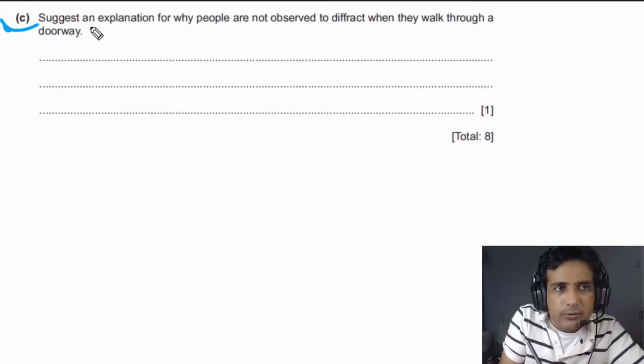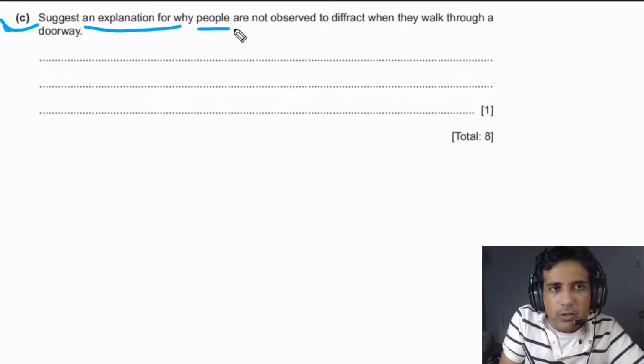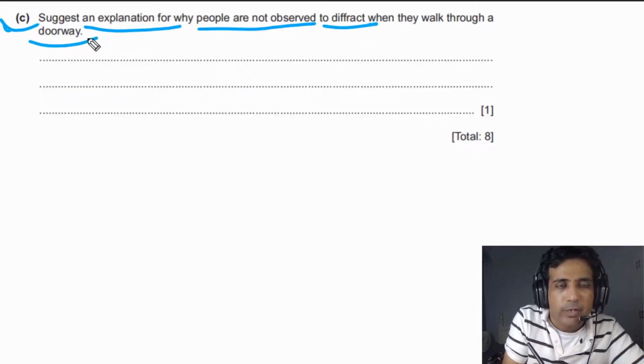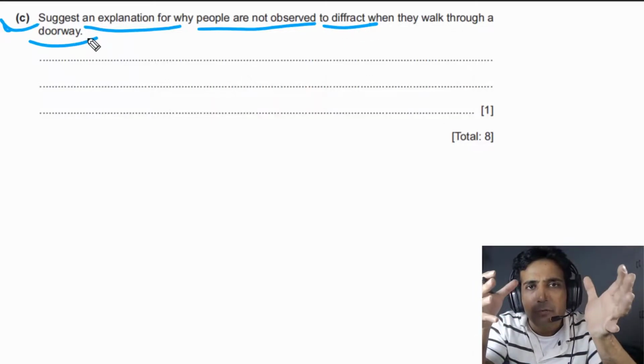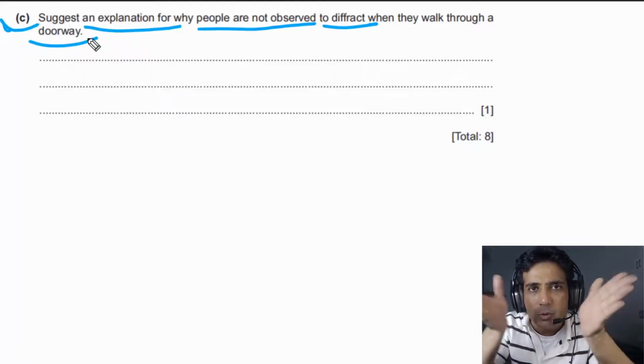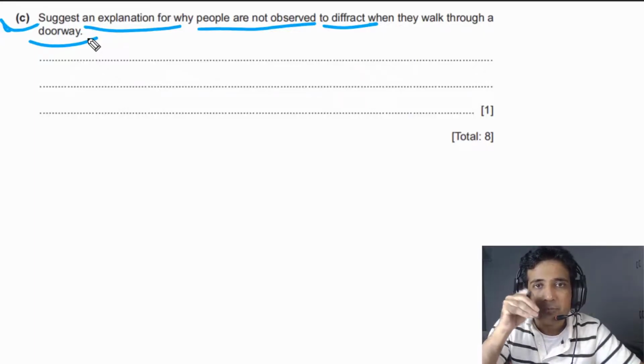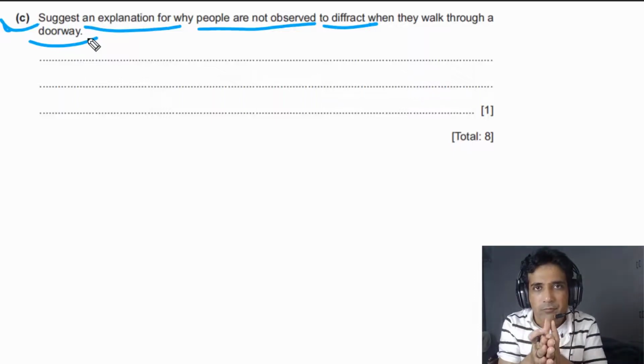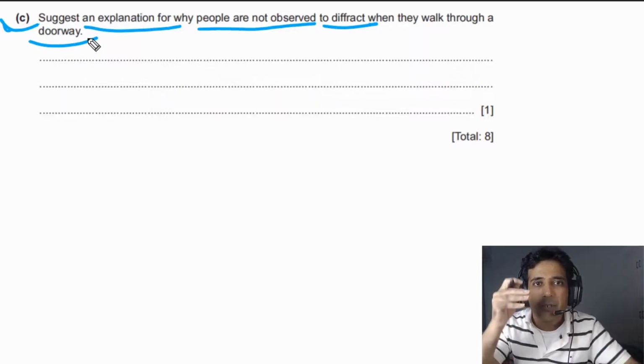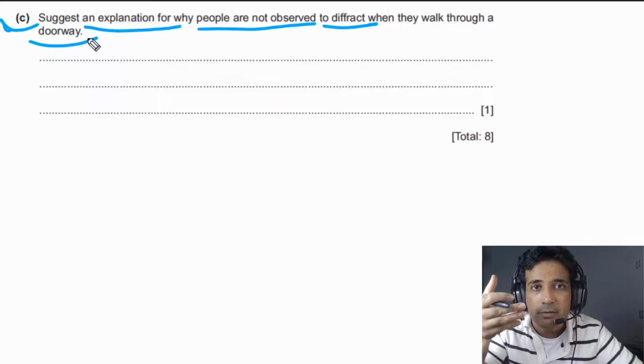For part C, we need to suggest an explanation for why people are not observed to diffract when they walk through a doorway. Let's try to understand this point with the help of sound waves. When sound waves pass through a door, they diffract because we can hear someone talking inside a room, even if we are not standing right in front of the door. It simply tells us that sound waves diffract when they pass through a doorway. But people do not diffract when they walk through a doorway. So we need to explain the reason behind that.